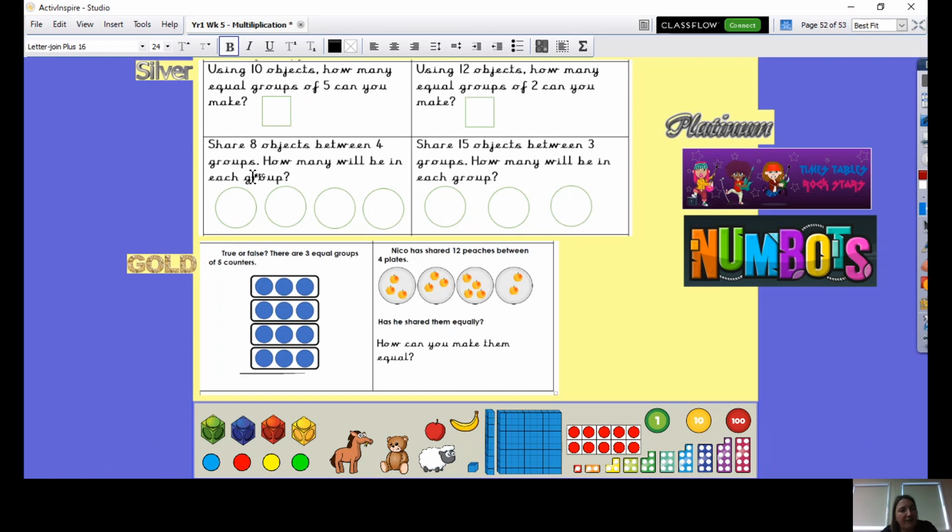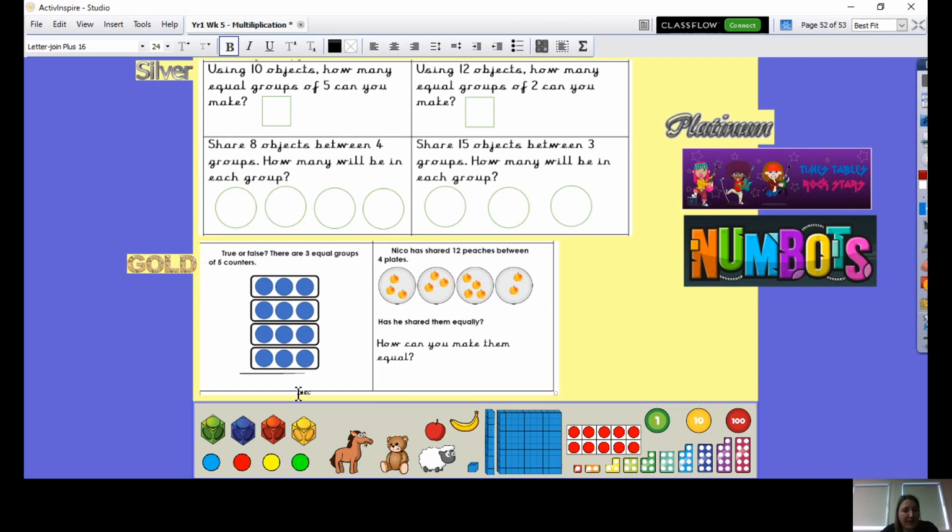Then you're going to have a go at sharing. So again, you're going to get 8 objects between 4 groups. How many will be in each group? So this time, you're going to get 8 objects. You're going to draw 4 circles or get 4 plates, and you're going to share out. And then you're going to work out how many is going to be on each plate or in each group. Then you're going to get 15 objects, and you're going to share those 15 objects between 3 groups, and then work out how many is going to be in each group.